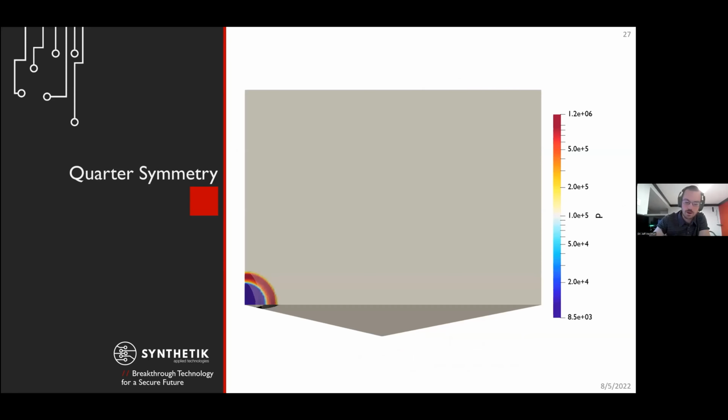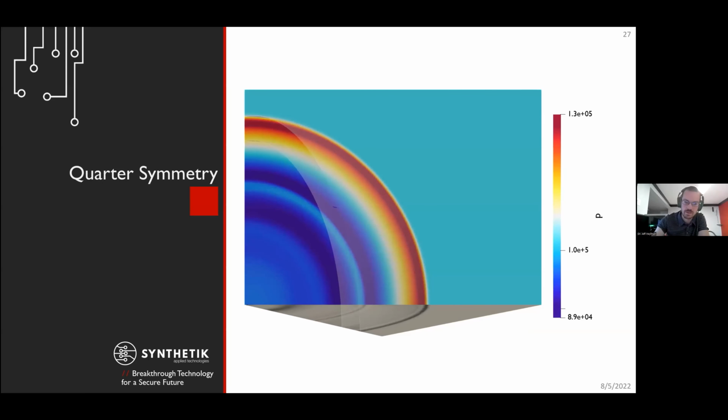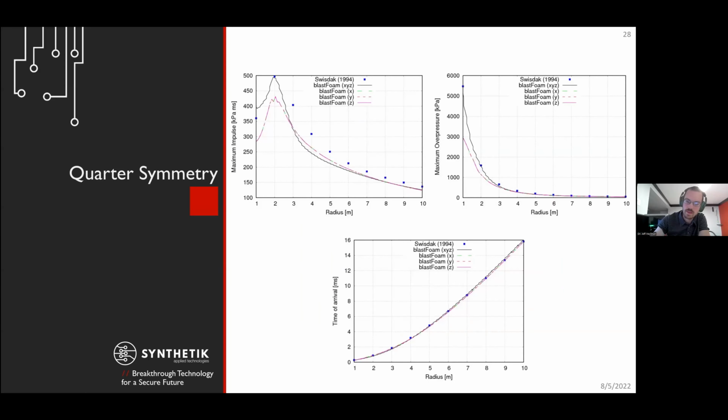And then next we have our quarter symmetry case. So ideally, this is exactly the same. Again, you see those 3 shock waves, the primary, secondary, and tertiary. And then again, we have our plots. So we have slightly different impulse for that 45-degree angle one, so that's going to be a truly incident. And then everything else looks the same.